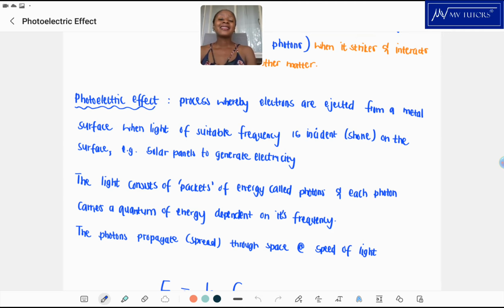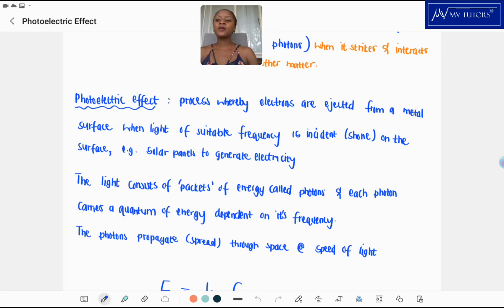So this light has particles, these photons, packets of energy if you prefer. Light consists of these photons, and each photon carries a quantum of energy dependent on its frequency. Again, frequency refers to the wave nature, and the photons refer to the particle nature. Each photon comes with energy, which we call a quantum, and it is dependent on its frequency.